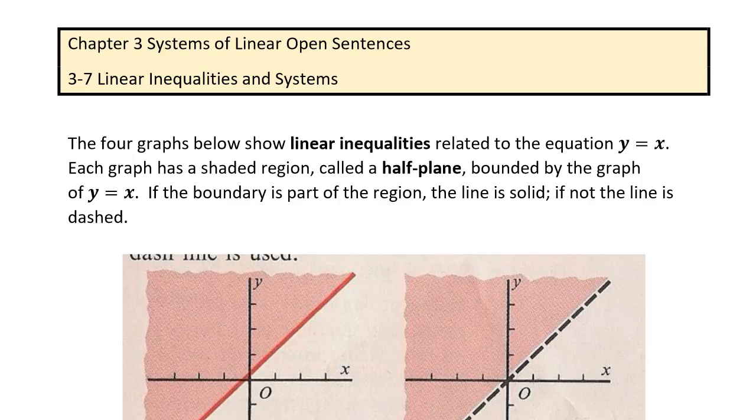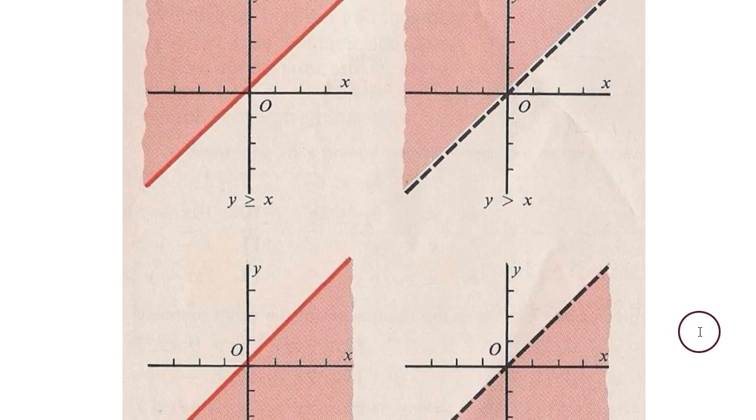This video is for section 3-7, linear inequalities and systems. The four graphs below show linear inequalities that are related to the equation y equals x. Each graph has a shaded region called a half plane, bounded by the graph of y equals x. If that boundary line is part of the region, the line is solid. If not, the line is dashed.